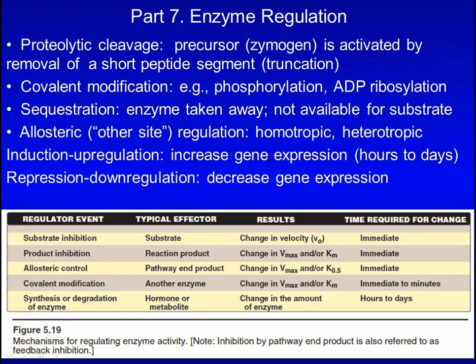Now, let's go to part 7. There are several methods to control enzyme activity, such as proteolytic cleavage, covalent modification, sequestration, allosteric regulation, and induction and repression. Among them, proteolytic cleavage, covalent modification, sequestration, and allosteric regulation act quickly. Induction and repression result in a change in the amount of enzyme. It may take hours for the effects to show up.